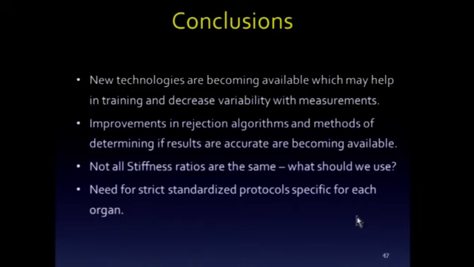Remember right now that all stiffness ratios are not the same. And what should we use? Is there a way of relating these, or getting vendors to provide us information that would be the same across vendors? I think we really need to have strict standard protocols for each organ to limit the variability of our measurements, not only within the lab but between systems and across the world, so that we all get similar results that can be compared.